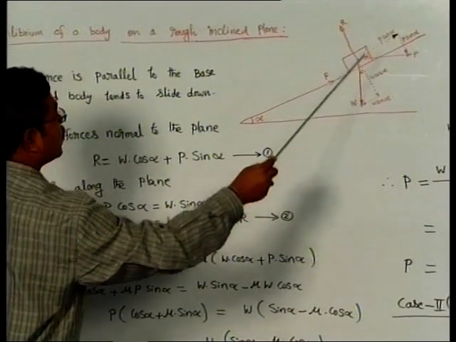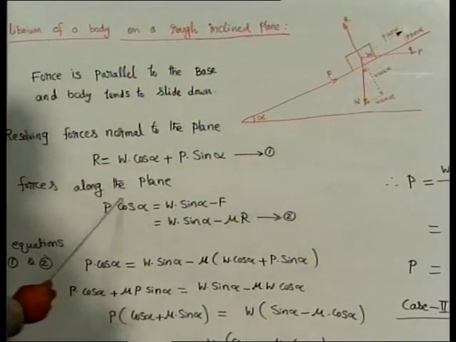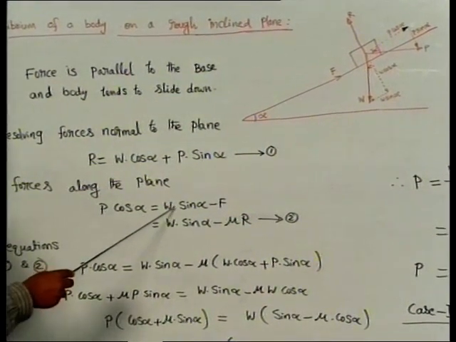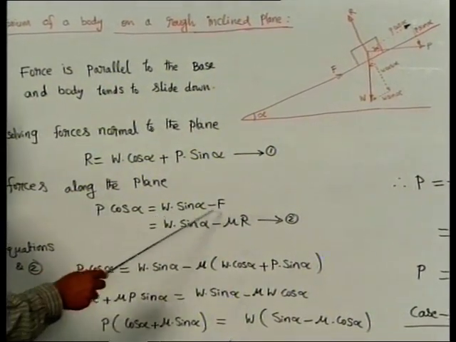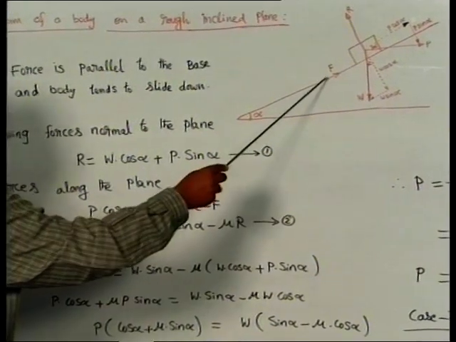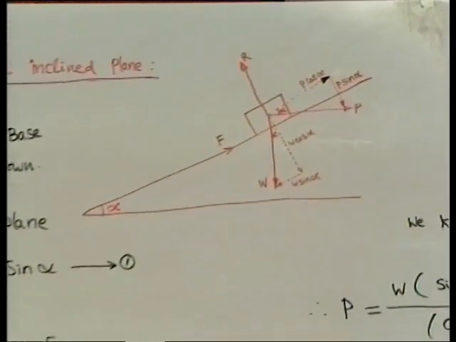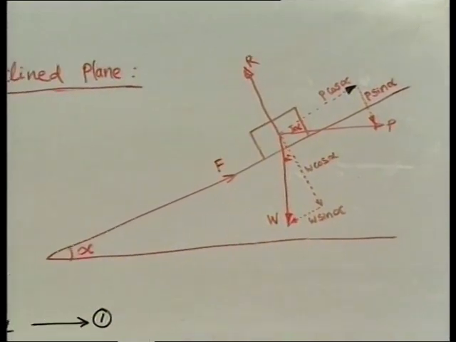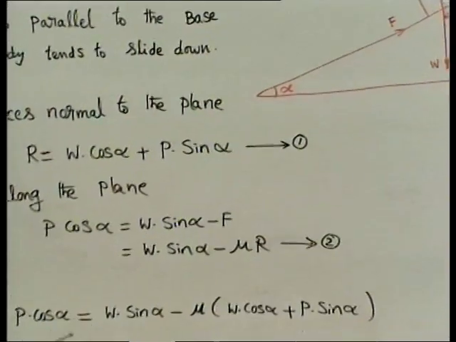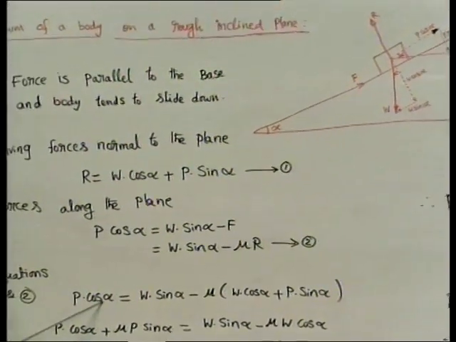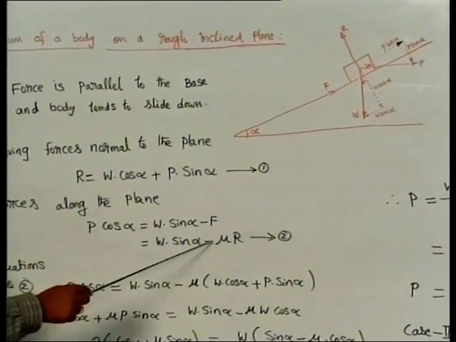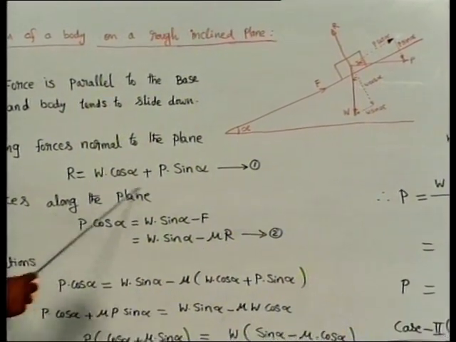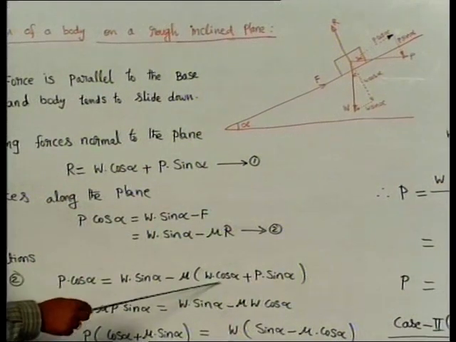W sin alpha together, resolving along the plane, we can write like this: P cos alpha in the rightward direction, W sin alpha in the leftward, and minus F because it is acting in the rightward direction. So, instead of F we can write mu R. Now, from equations number 1 and 2 combining together, I can write like this: P cos alpha is equal to W sin alpha minus mu into, instead of R I can write like this, W cos alpha plus P sin alpha.